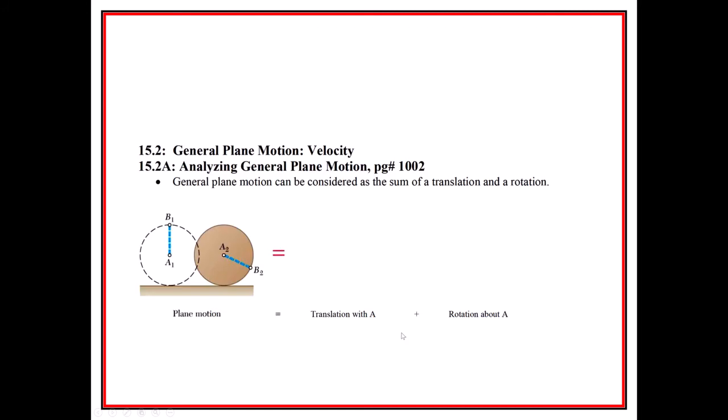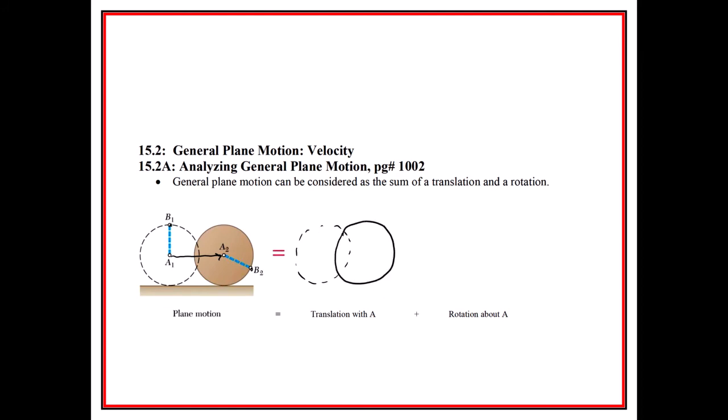So here are a couple of figures from the book, to break down motion. We could think of this wheel that's moving from this position right here. It's moving over from A1 to A2, and B1 is moving from this position right here to a final position B2. We can make that a combination of that motion. So I will recreate these figures right here.